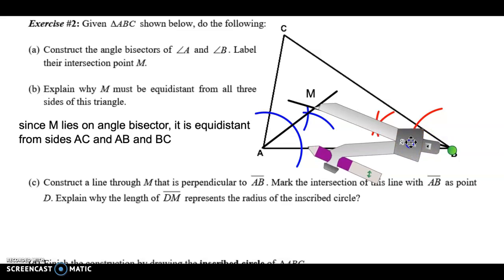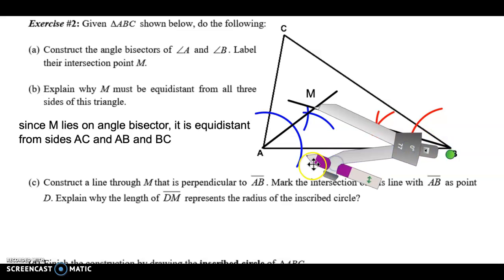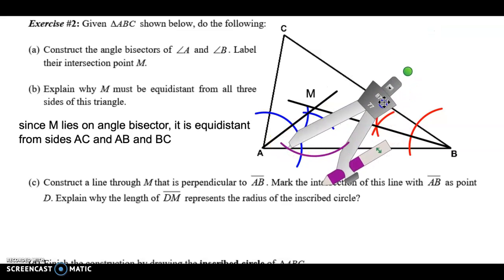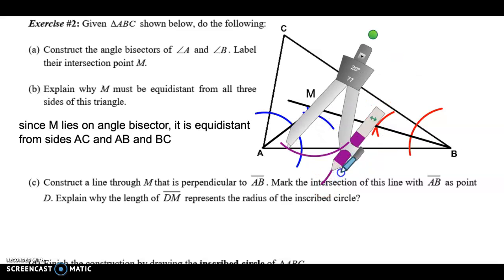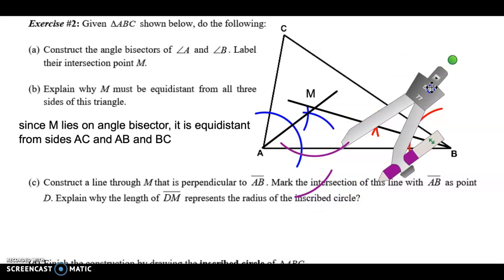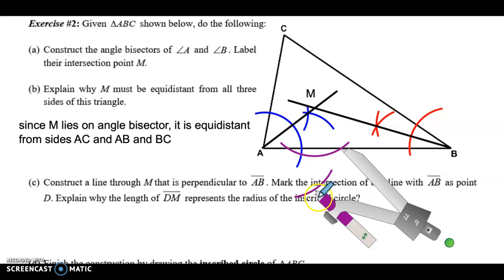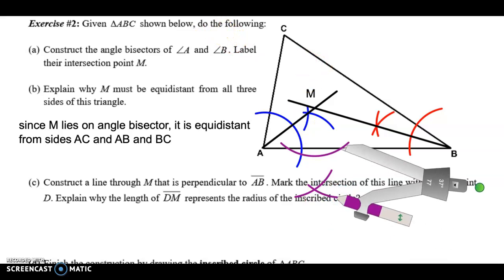Keeping my compass on M, I have to open it up a little bit, because remember, if I'm going to construct a perpendicular line, it needs to go below this line. So I keep my compass on M. I'm doing this in purple. I draw an arc that falls below line AB. And then I put my compass where the first arc intersects AB right here, and I draw an arc. Then I go over to the right side where that arc intersects AB, and I draw an arc. And I connect that with point M. Now that line right there is perpendicular.